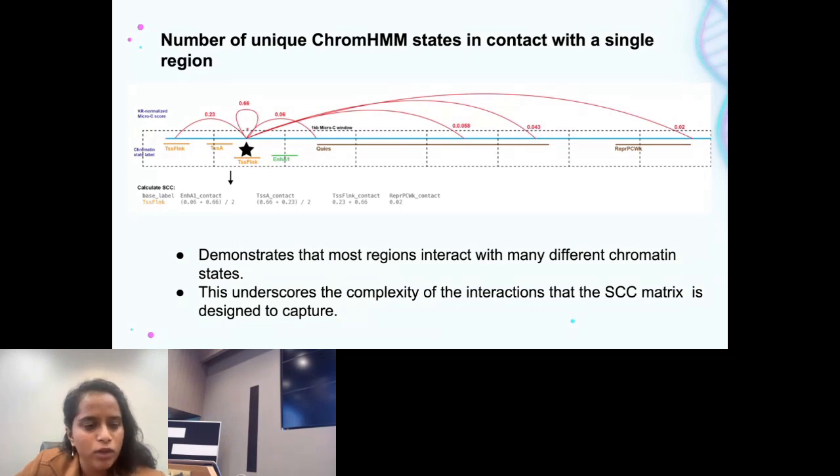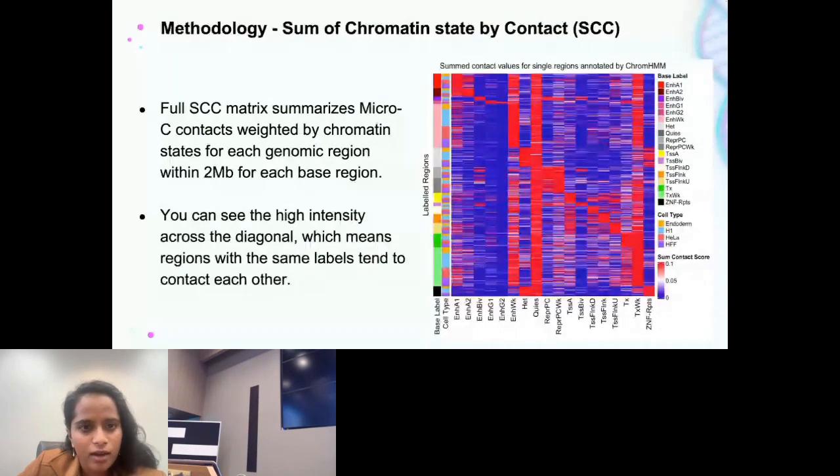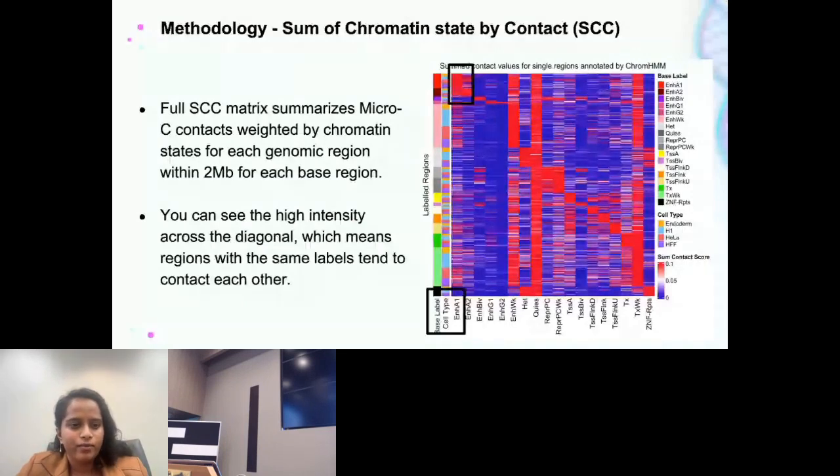This is a full ASCS matrix, which summarizes the Micro-C contacts weighted by chromatin states for each genomic region. Here you can also see a diagonal intensity, which means that the same region contacts the same labels. That is why you have higher intensity towards the diagonal regions. Based on this observation, we employed unsupervised clustering, which characterizes the patterns of chromatin interactions.